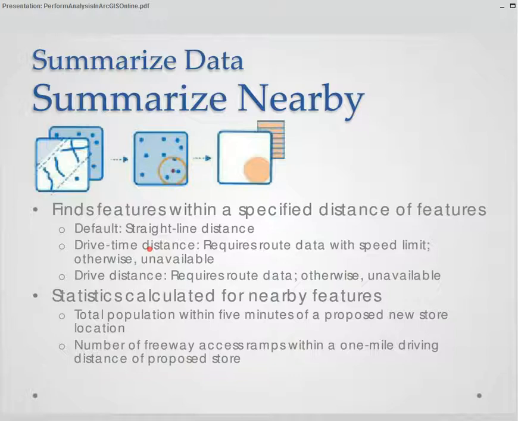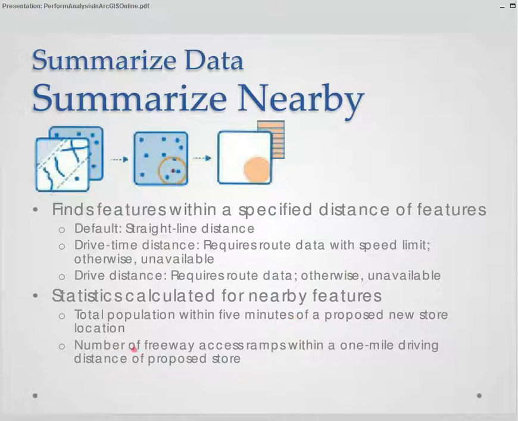So another part of the summarize nearby is basically statistics calculated for nearby features. So again, you're looking at a proximity, but you're summarizing information. A question would be the total population within 5 minutes of a proposed new store location. Anytime you see this 5 minutes, you're going to need a route. It could be 10 minutes, could be 2 hours, but anytime you see a time, you need a route with a speed limit field.